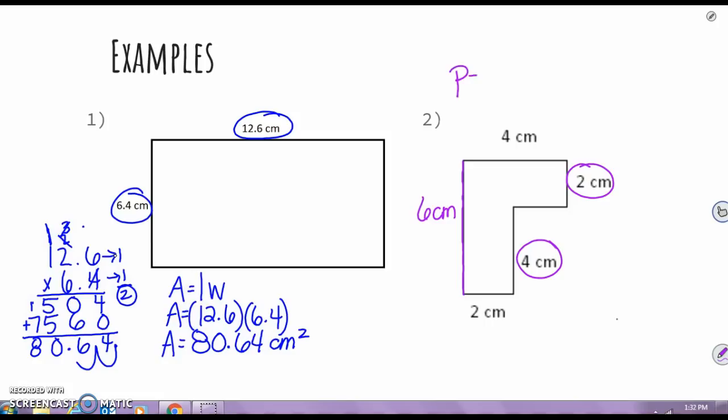So now I can find the perimeter by adding 6 plus 4 plus 2 plus 4 plus 2. 6 plus 4 is 10, plus 2 is 12, plus 4 is 16, plus 2 is 18. So our perimeter is 18 centimeters.